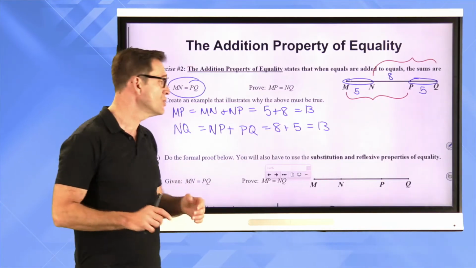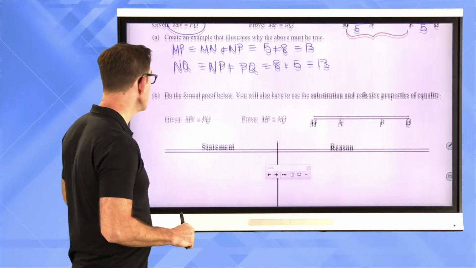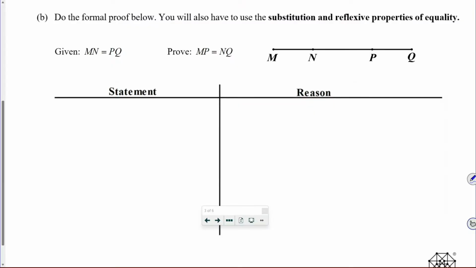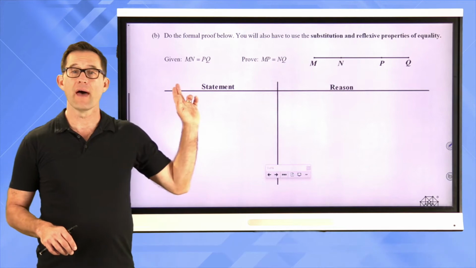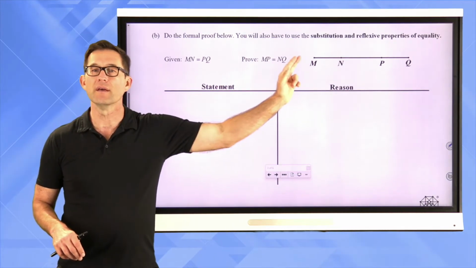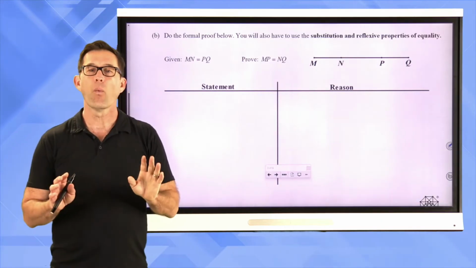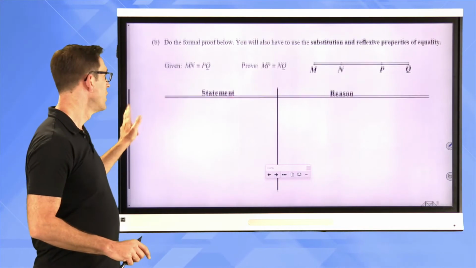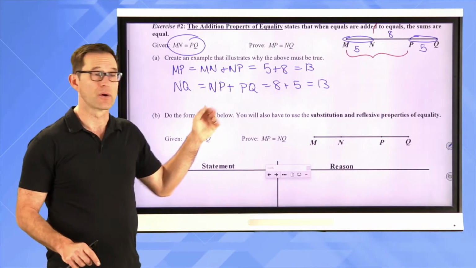So now let's do a formal proof. Let's take a look at letter B. Do the formal proof below. You will also have to use the substitution and reflexive properties of equality. All right, so given MN is congruent to PQ, prove MP is equal to NQ. Now watch how similarly this proof mirrors what we've done up here.